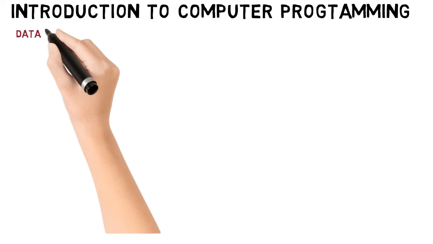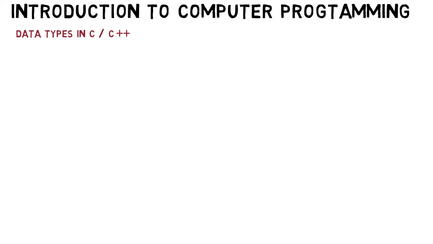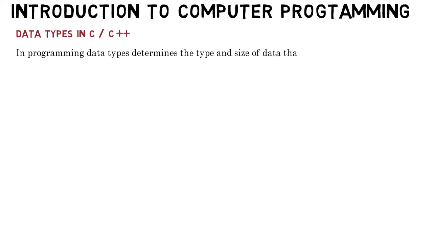In this video, we will discuss the data types in C or C++. So what are data types? What is the need of data type? How to use any data type in a program? In programming, data type determines the type and size of data that can be stored in a variable.